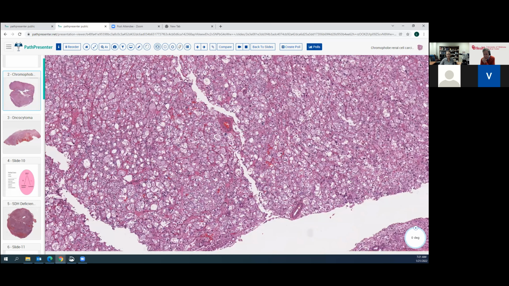Additional immunostains that I like to do is a Pax8 to mainly confirm that it is a renal origin. And then if you do an extended panel, they'll be negative for KIT, RCC, carbonic anhydrase 9, and CK7. Any questions before we move on?